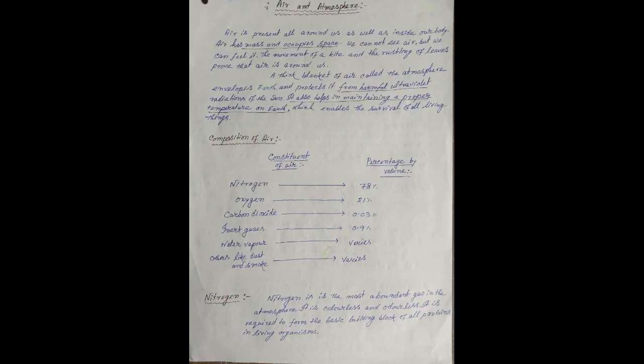Today we discuss air and atmosphere. Air is present all around us as well as inside our body. Air has mass and occupies space. You cannot see air, but we can feel it. For example, the movement of leaves, the feeling of air.